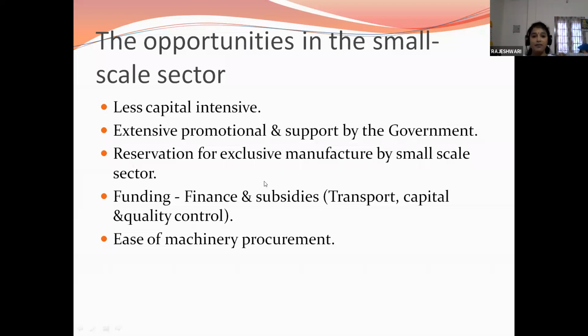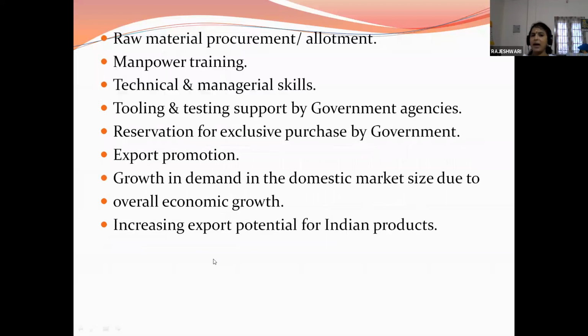You can collect the information from there: what schemes are there and what different subsidies are there. You can also get ease of manufacturing, procurement, manpower training, technical and managerial help, like this. So these are all the different points for small scale level.